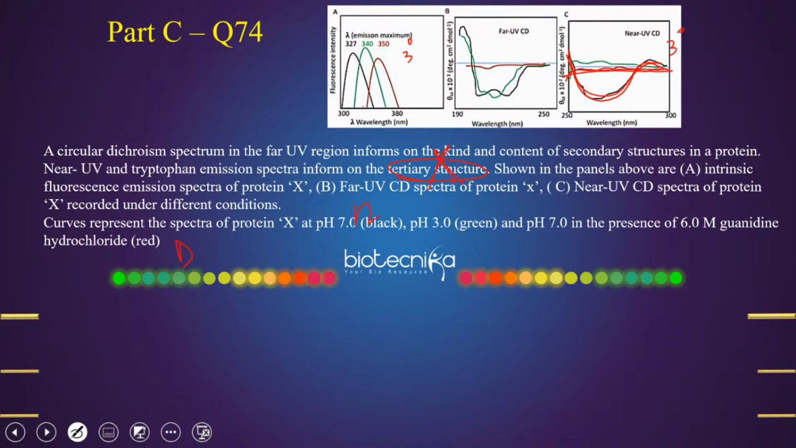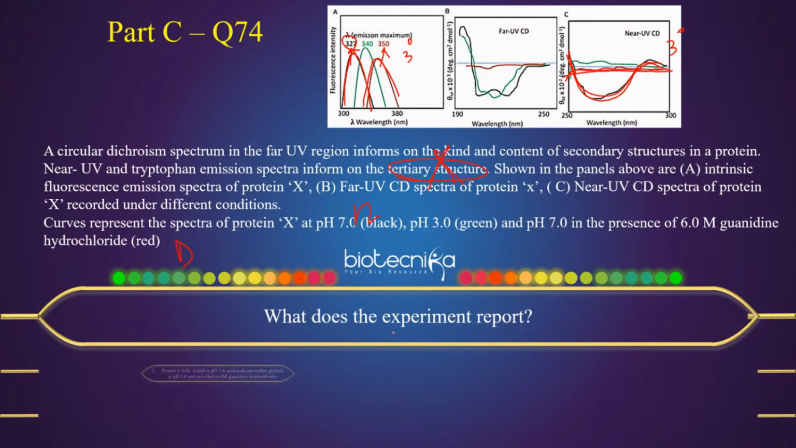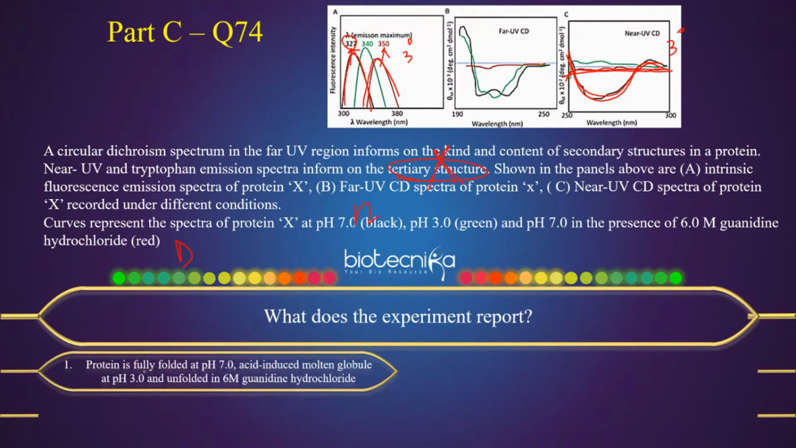Correct? And here also you can see the black emission spectra line, native emission is at a lower range, but the emission in the red color denatured graph is showing more. Okay, so what does this experiment report? First is that protein is fully folded at pH 7. That means the black line is showing that protein is fully folded. When acid induced treatment is there, it leads to the formation of molten globule. That you can figure out from the secondary structure, because molten globule is an intermediate form.